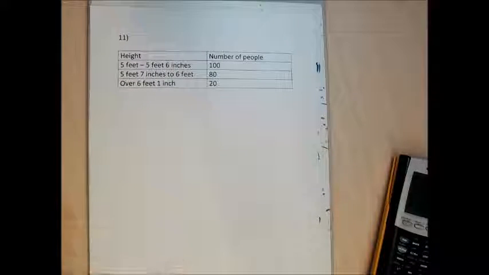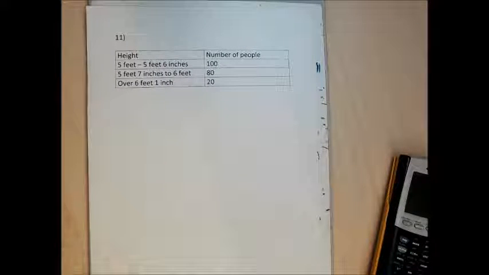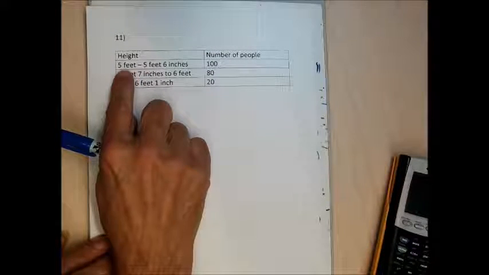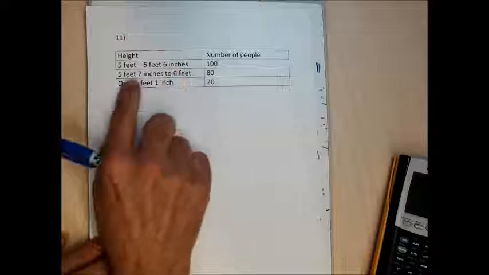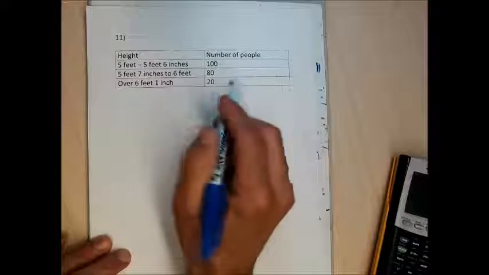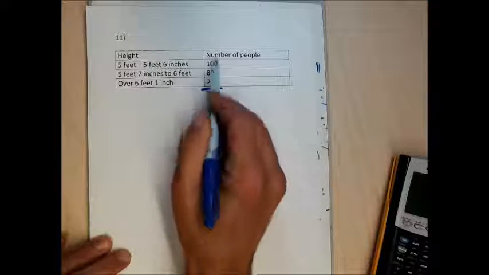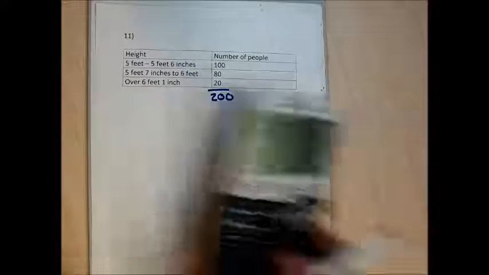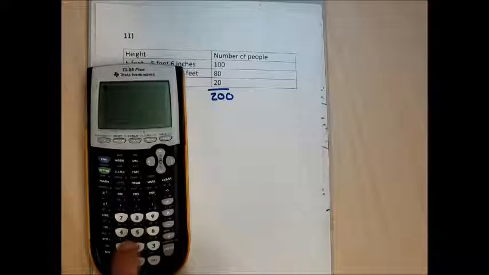I'll get you started with number 11, which is the last circle graph that you need to do. Apparently a bunch of people were asked what their height was, and 100 people said their heights were between 5'5" and 5'6". 80 said between 5'7" and 6 feet, and 20 said over 6 feet 1. If I add up these numbers, there's 200 people represented here. I need to change each of those into a percent.